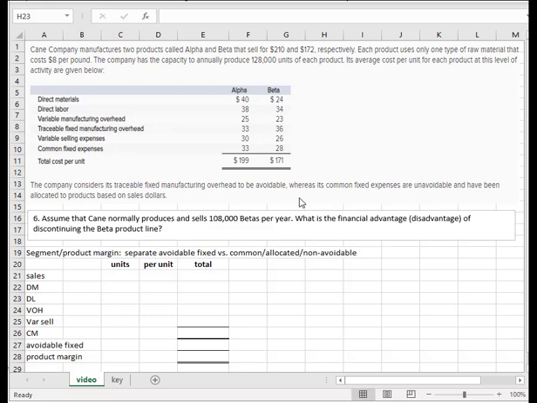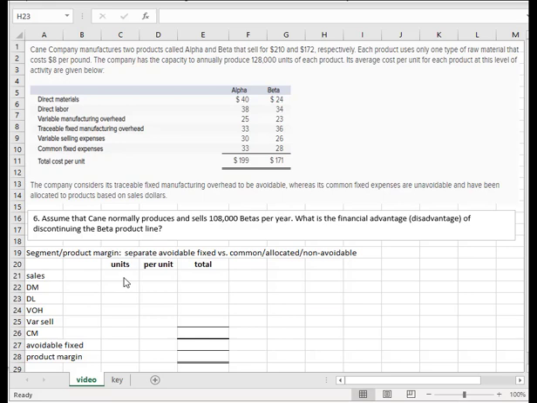Hi everyone, I wanted to walk through this problem for you. This is a drop a product line problem because they're thinking about dropping beta and they want to know what is the advantage or disadvantage of dropping or discontinuing beta. So that means that we're going to calculate the product margin, or sometimes called the segment margin. That's the contribution margin minus any avoidable fixed.